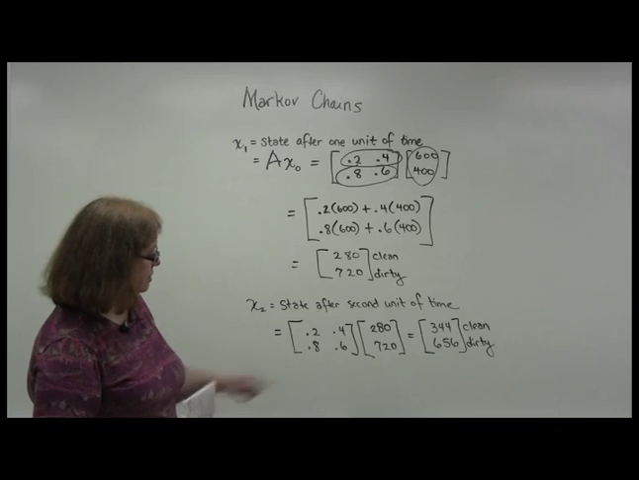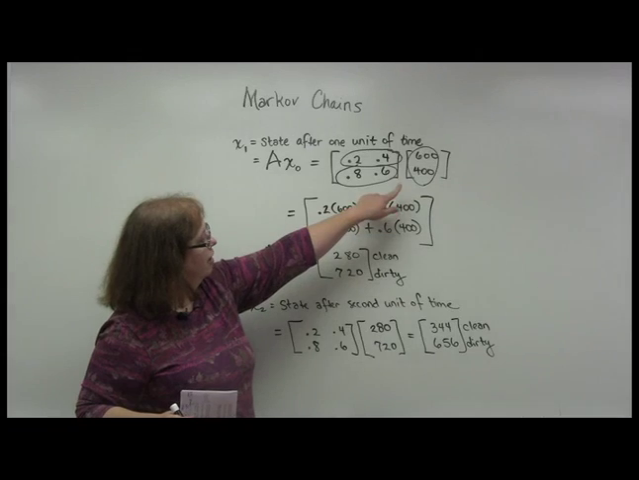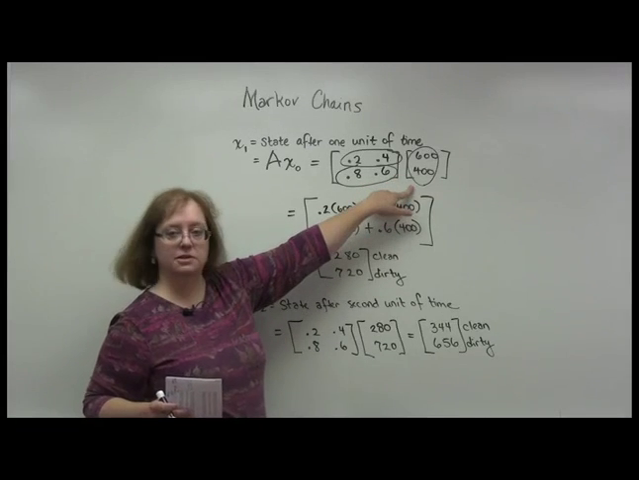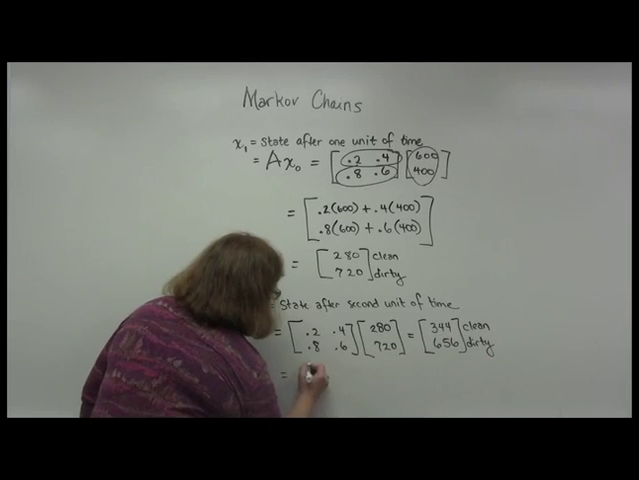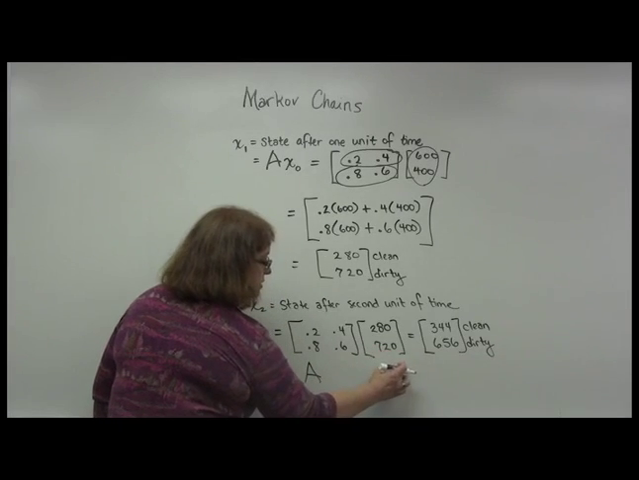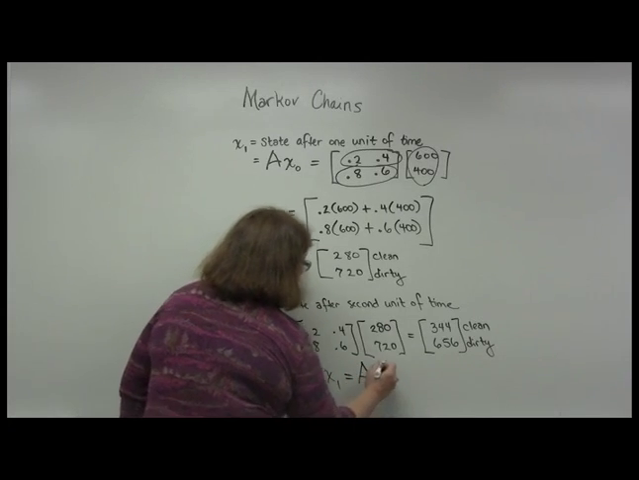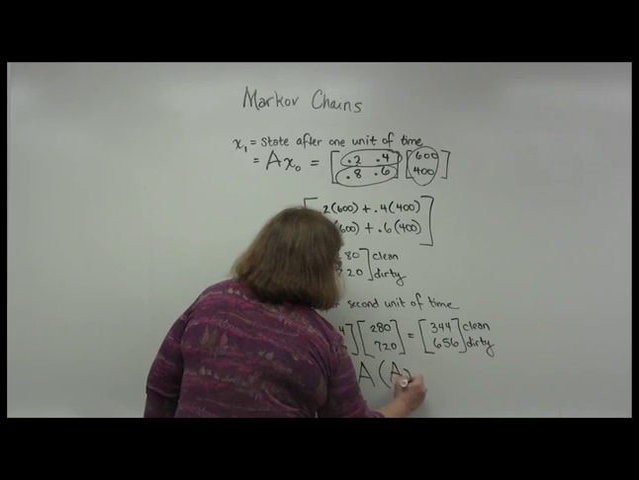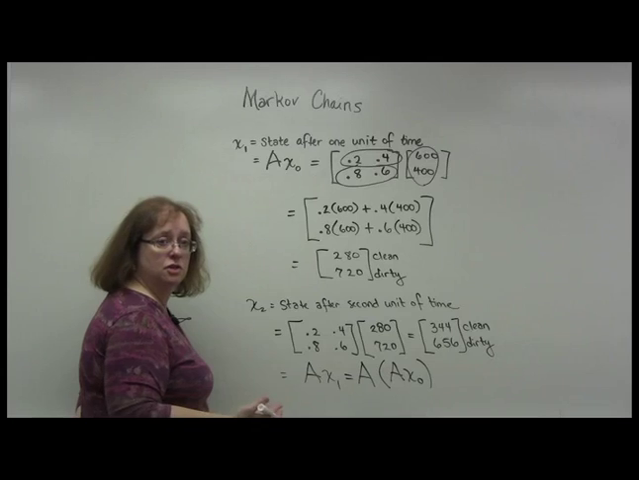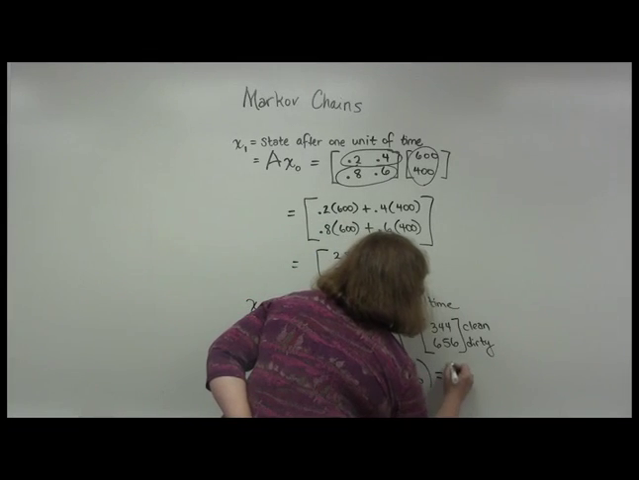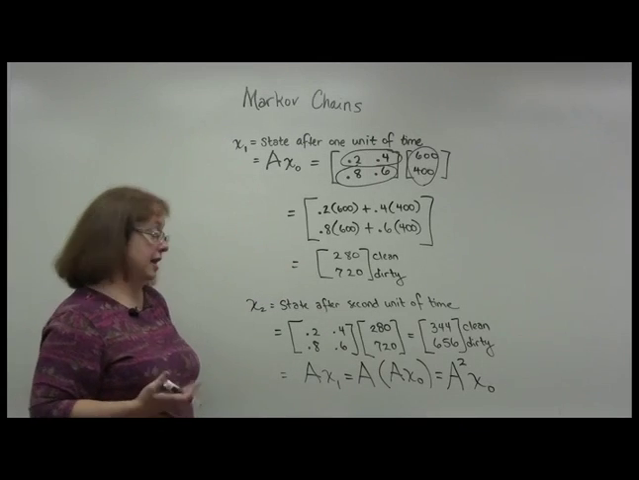Now if you'll notice, this 280, 720 really came from A times x sub 0, right? So this x sub 2 is really A times, now this was x sub 1, right? If I write out that x sub 1 was really A times x sub 0, I get that really x sub 2 was just A squared times x sub 0. And I could continue that on.